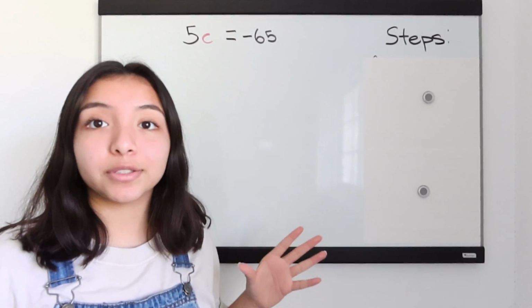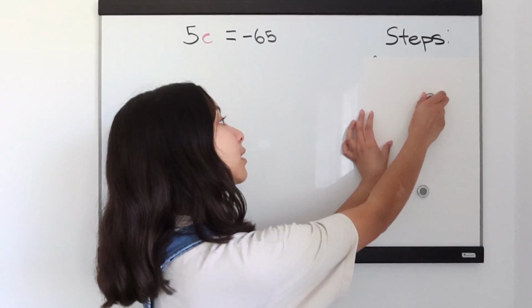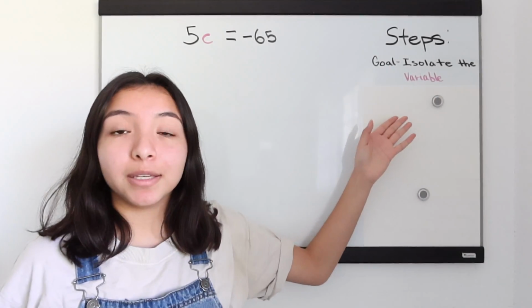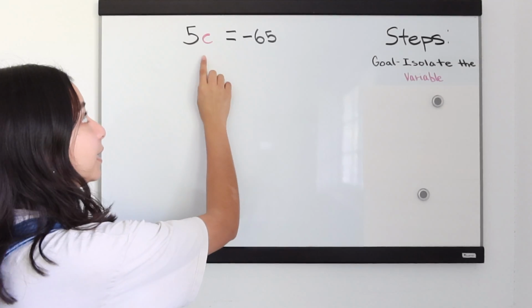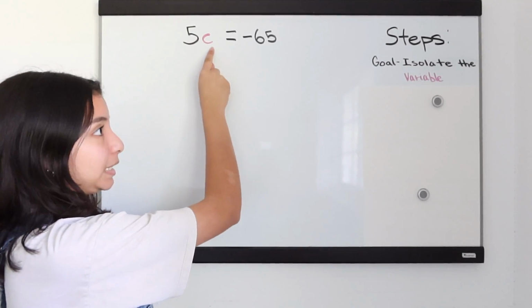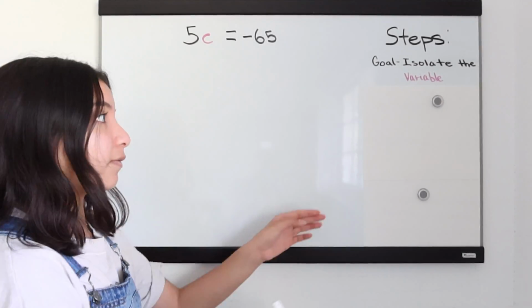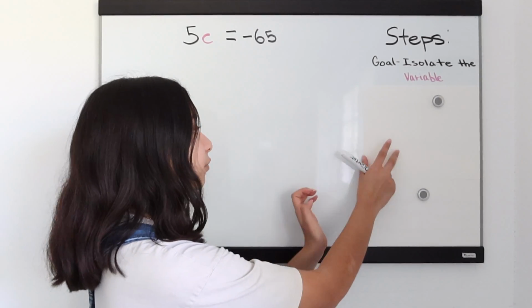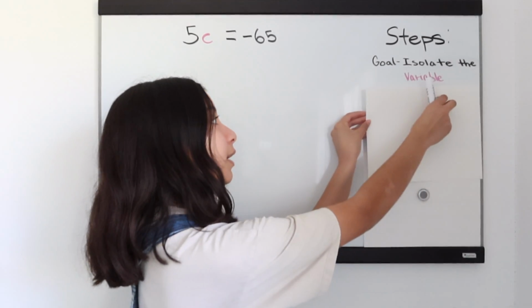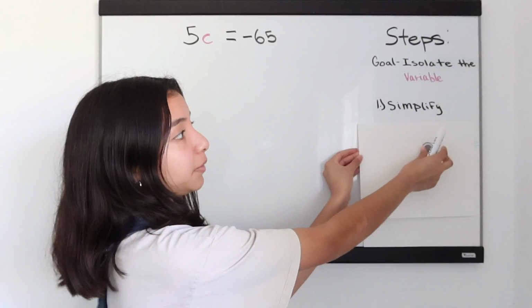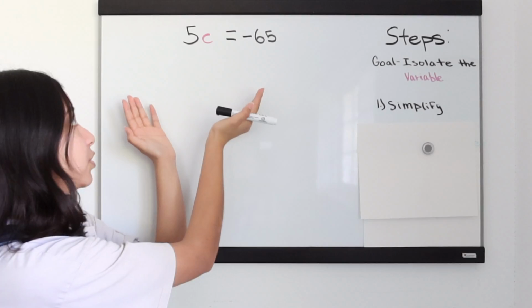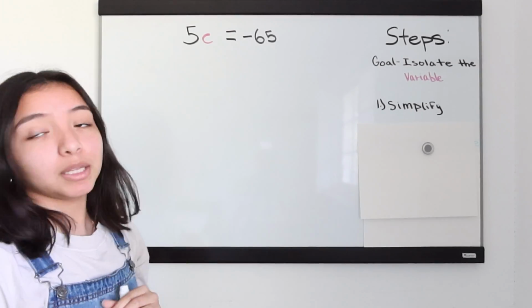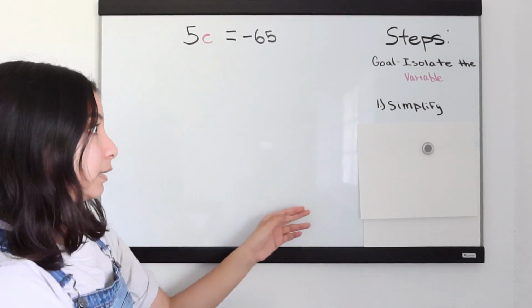Alright, so the goal in solving this equation is to isolate the variable. And what is the variable? In this equation, the variable would be c. So how do we isolate the variable? Well, our first step is to simplify. However, there is nothing to simplify in this equation because this is just as simple as it gets.